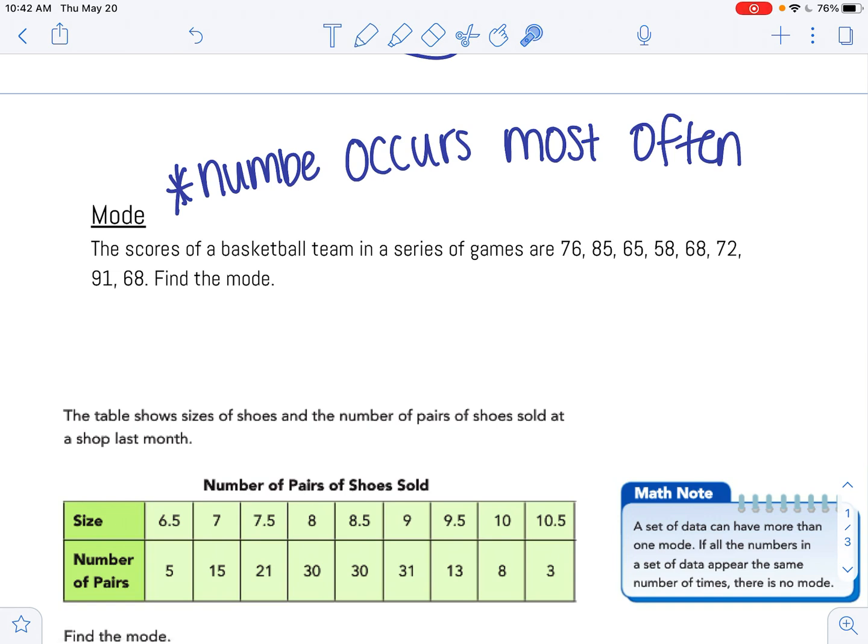So we want to look at our list of numbers and see, is there a number that occurs more than once? Okay, I have 76, 85, 65, 58, 68, 72, 91, and 68. If I look at my list, I can see that 68 is here, and it's also listed here. So our mode for this set of data points is going to be 68 because it occurs the most often. Everything else is just listed one time, 68 is listed twice.